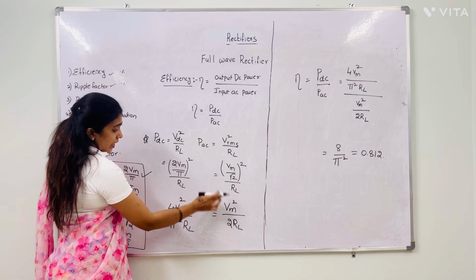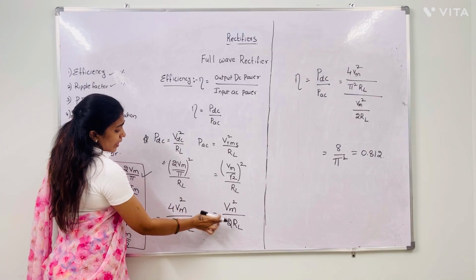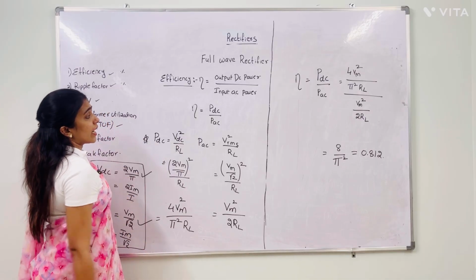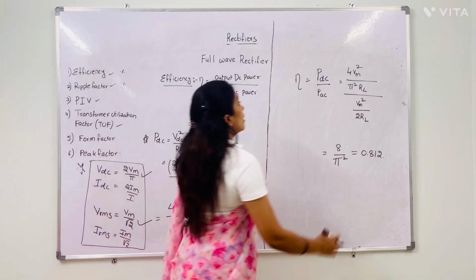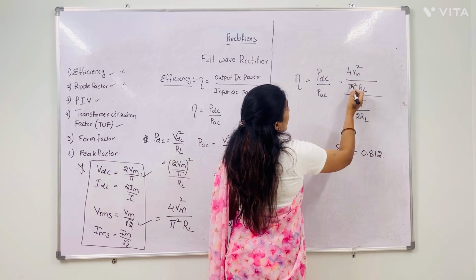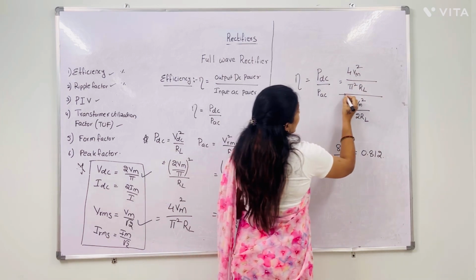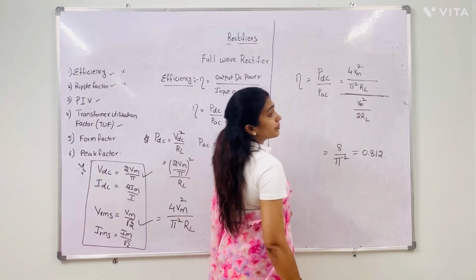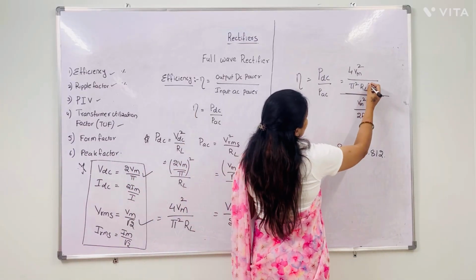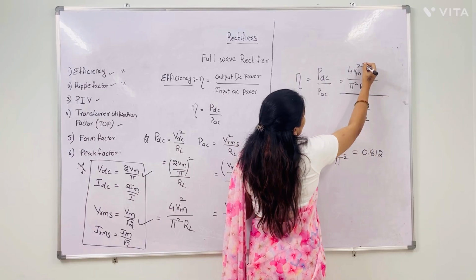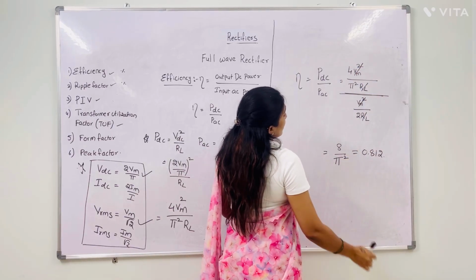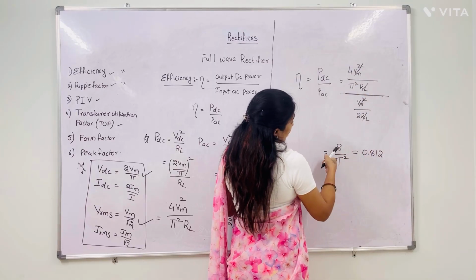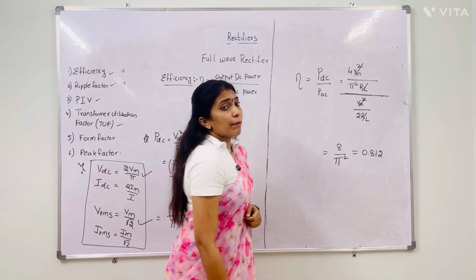Next, after simplification, we got Vm square by 2RL. Substitute these two things in the efficiency equation. Then 4 Vm square by pi square RL, whole divided by PAC, and PAC is Vm square by 2RL. Here the terms cancel: RL gets cancelled, Vm square cancels. So this 2 is here and this pi square is here. Then totally we got 8 by pi square.